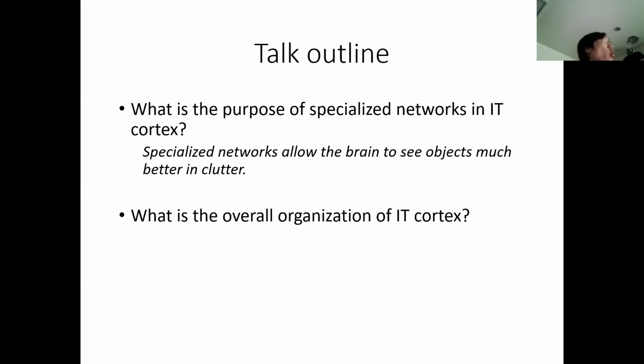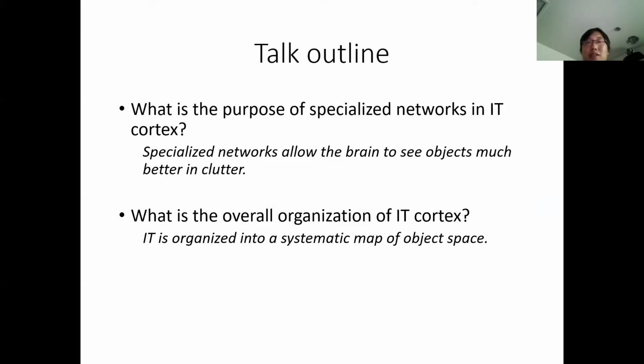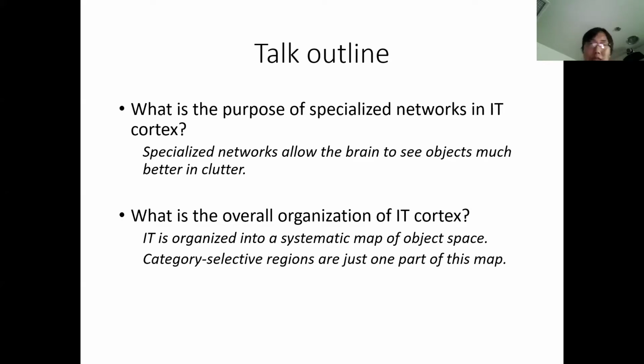And second, what is the overall organization of IT cortex? I'm going to present new findings that IT is actually organized into a systematic map of object space, and those discovered category-selective regions are just one part of this map.